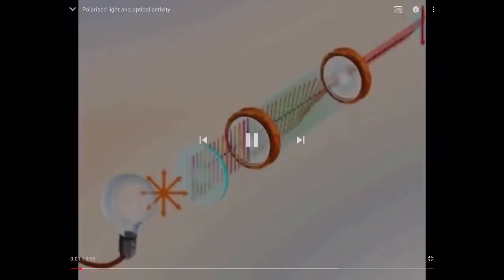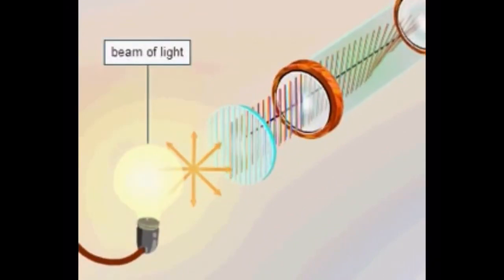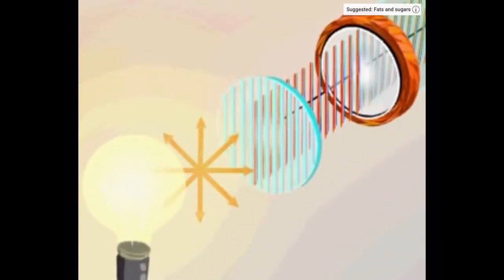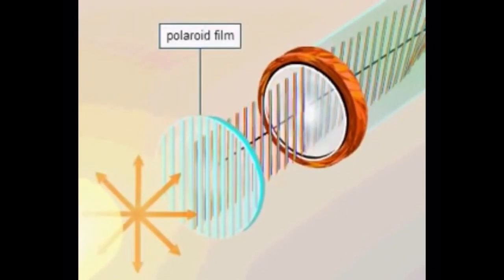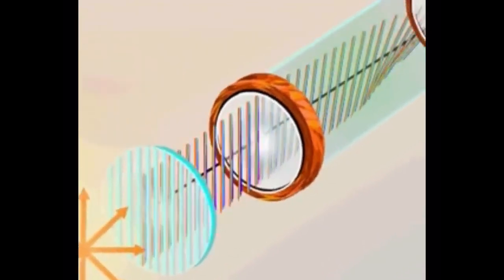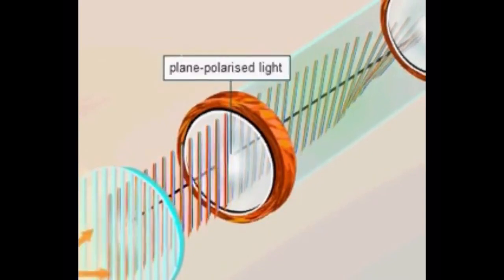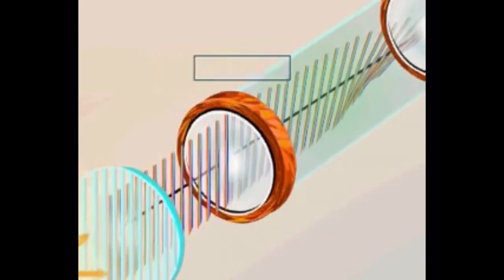A beam of light is composed of electromagnetic waves that vibrate in all possible directions perpendicular to its path. Certain materials, such as plastic Polaroid film, have the property of absorbing all the waves except one that vibrates in a particular plane. Light that consists of waves vibrating in only one plane is referred to as plane polarized.